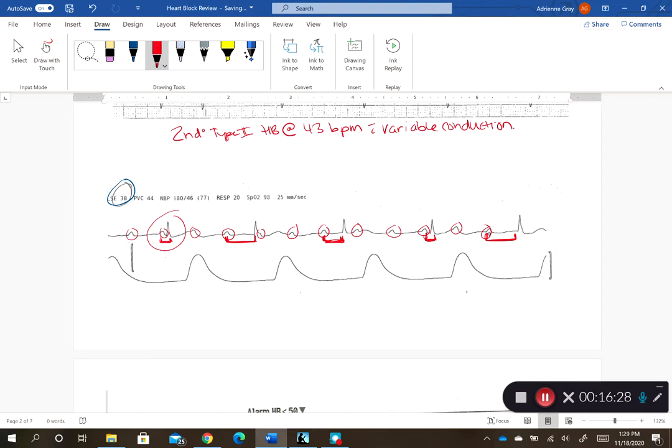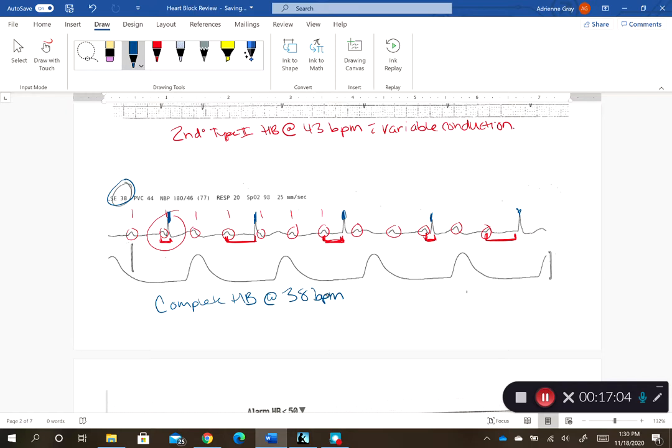Could it be a third degree? Well, if I measure out all my PPs, it looks like they measure out pretty regularly, so my SA node is doing its own thing. And if I measure out all of my RR intervals, if I took my sheet of paper and made my little notches and moved them along the rhythm, it does look like those march out too. So this is going to be a complete heart block at 38 beats per minute.